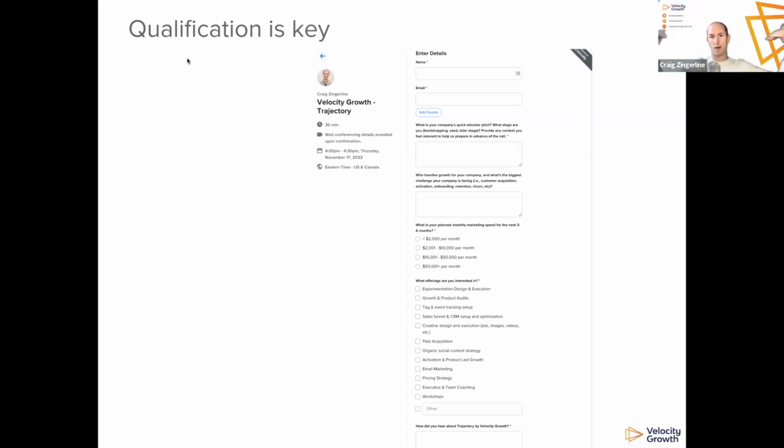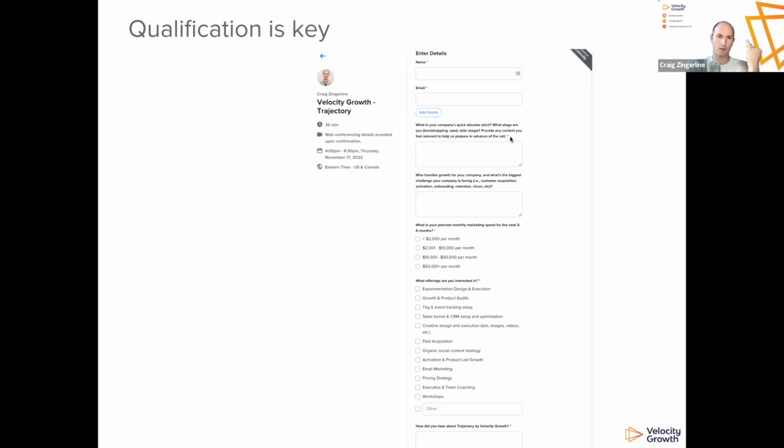It's the same qualification step that anybody goes through from any channel if they want to get on a one-to-one sales call with us, because we really protect our time. And so notice what I'm doing here. I want to understand the company's elevator pitch. What stage are you at? And then context to help me prepare for the call.